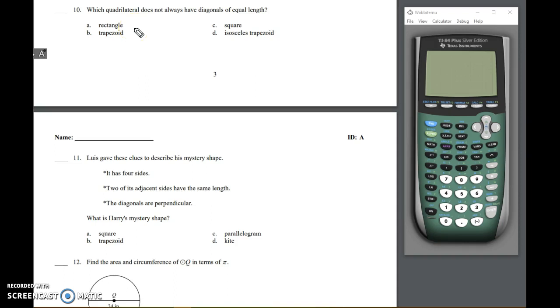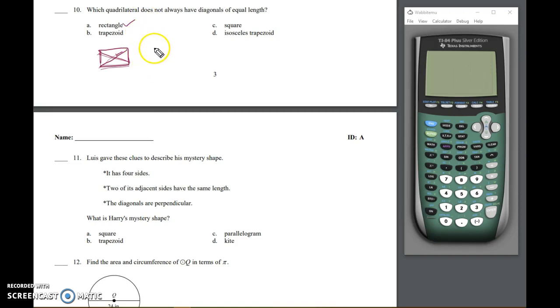Okay, number 10. Which quadrilateral does not always have diagonals of equal length? Okay, well, let me see. If I draw a rectangle, those would have diagonals of equal length, mainly because of the Pythagorean theorem. This length and this length squared equals that length, and these two lengths here for the other one are the same, so they're going to be equal.